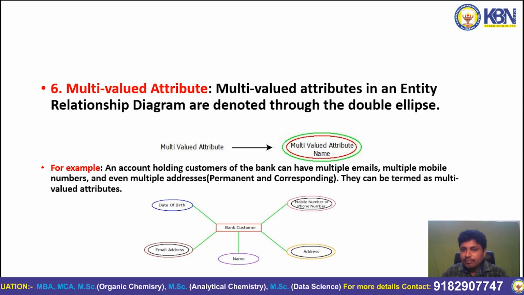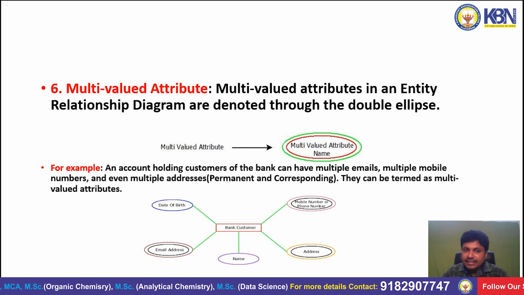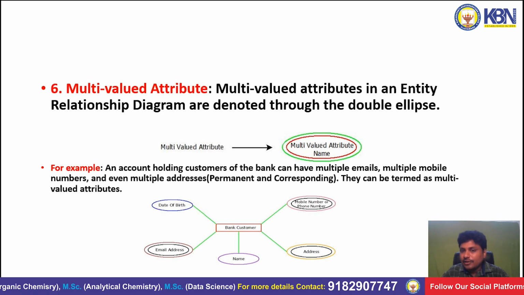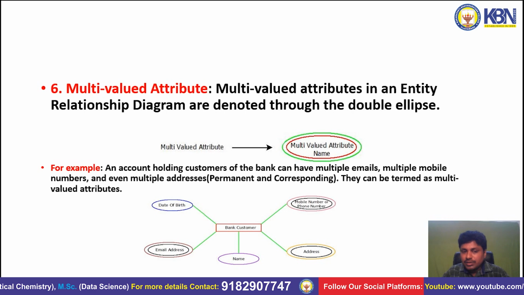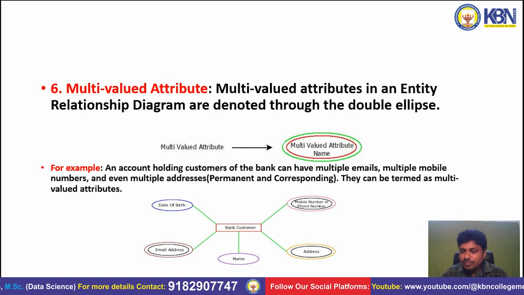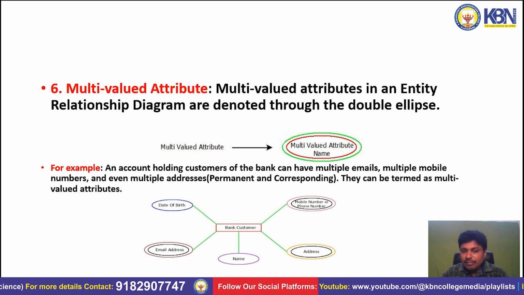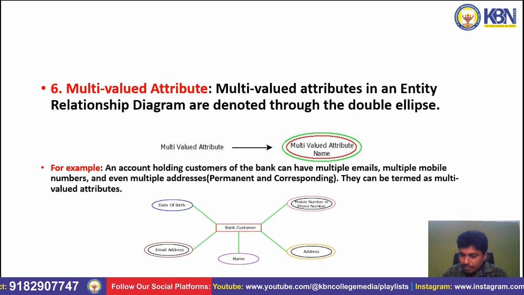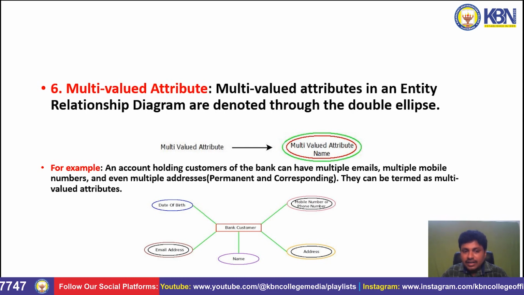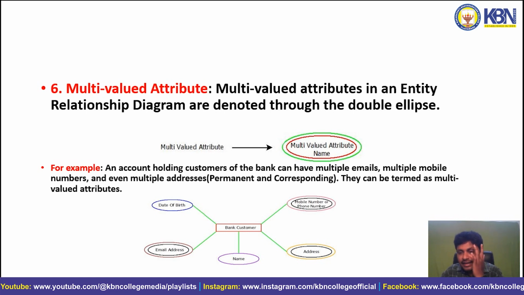Multi-valued attribute. A multi-valued attribute is denoted in an entity relationship diagram with a double ellipse. Here is one example: bank customer is one of the entities. In that bank customer, different types of attributes are there: name of the customer and date of birth. These two are simple attributes.